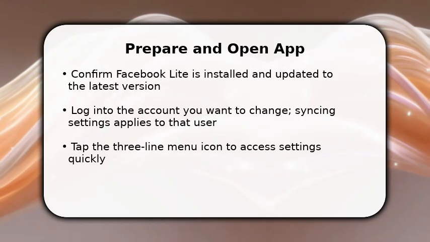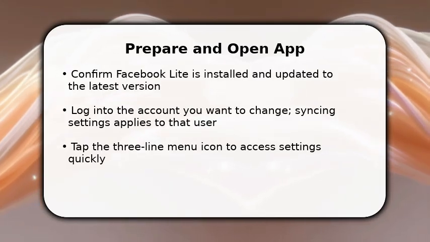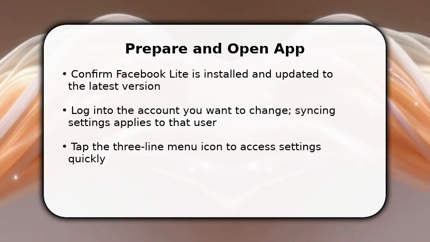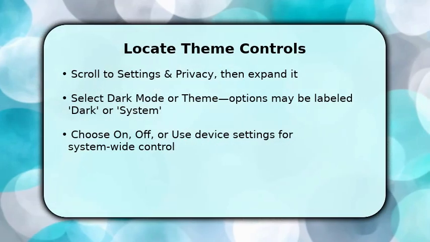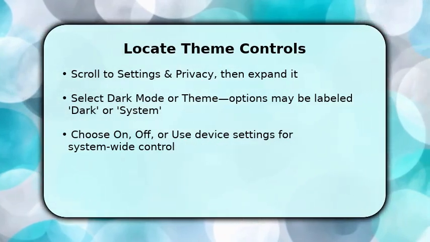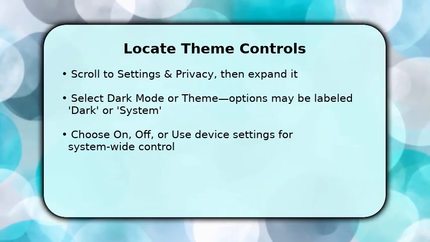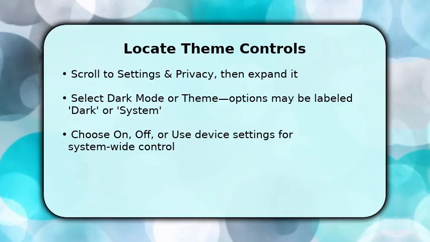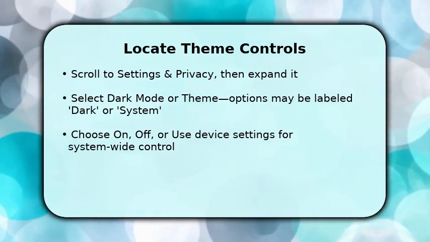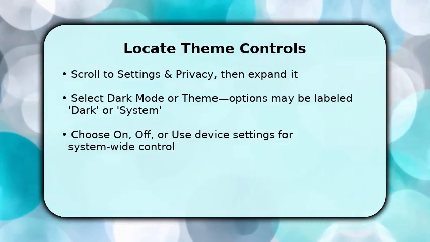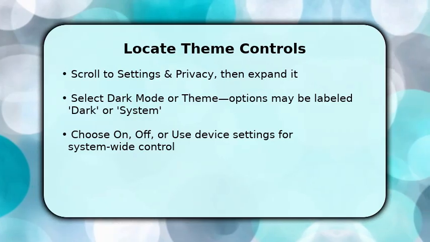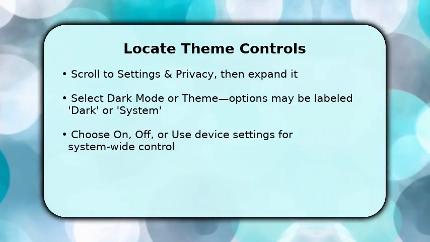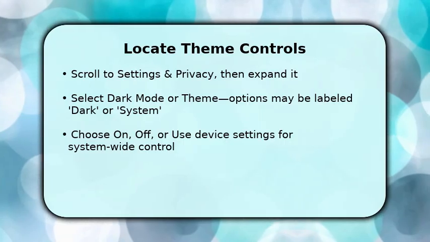Now move to settings where the dark mode toggle typically lives. Once in settings and privacy, expand the list and find dark mode or theme. Developers sometimes rename it to theme, so scan carefully. You'll see 3 choices: on, off, or use device settings. Choose on to force dark mode, or select use device settings to match your phone's theme automatically. This choice affects contrast and battery use, which is why you should consider on for OLED screens.